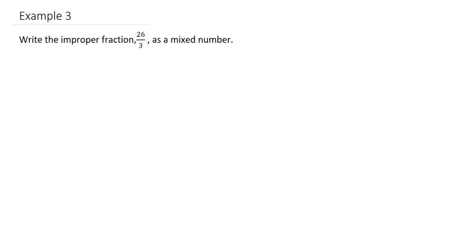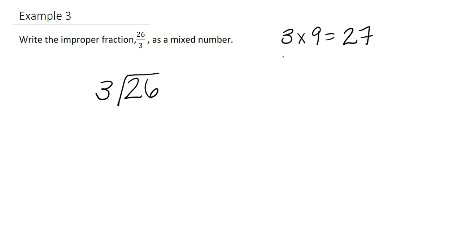Example 3. Write the improper fraction 26 over 3 as a mixed number. So we have 26. We're going to go ahead and divide it by 3. Well, let's look. 3 times 9 is equal to 27. 3 times 8 is equal to 24. Now, I did 3 times 9, but that is greater than the 26 because it's 27. So I went down to 8 because 3 times 8 is 24. So 3 can go into 26 8 times.